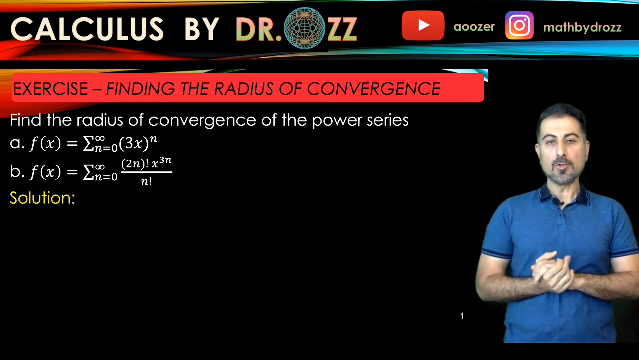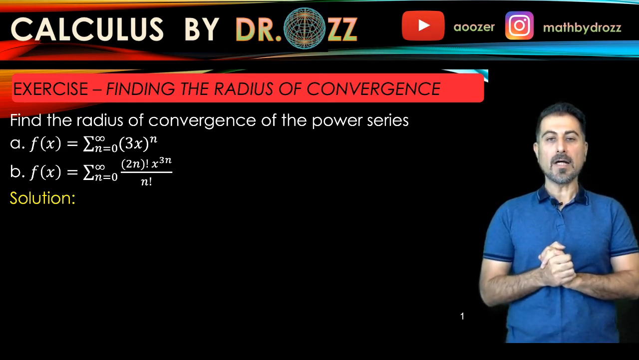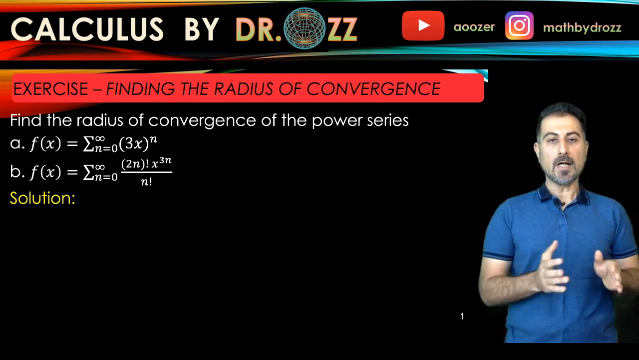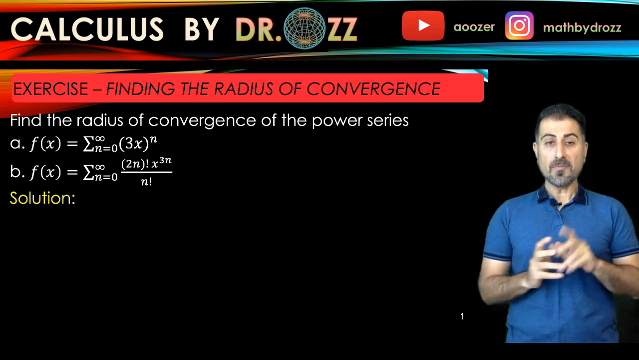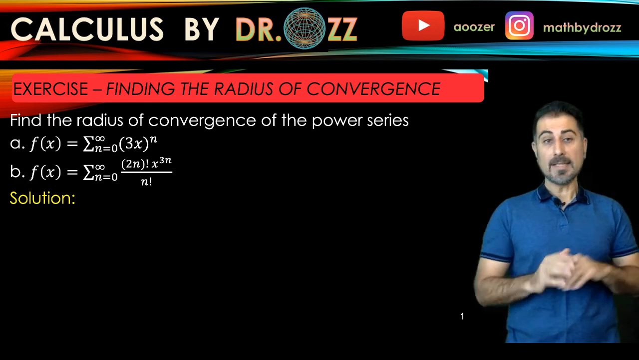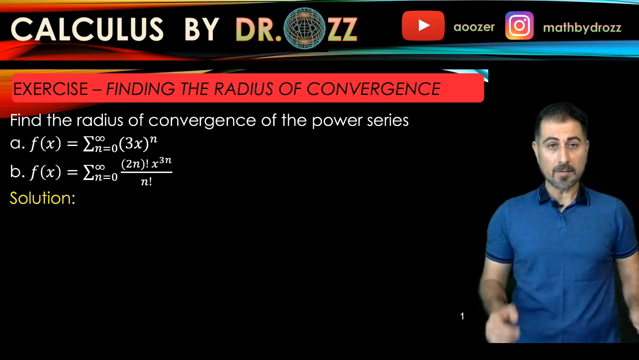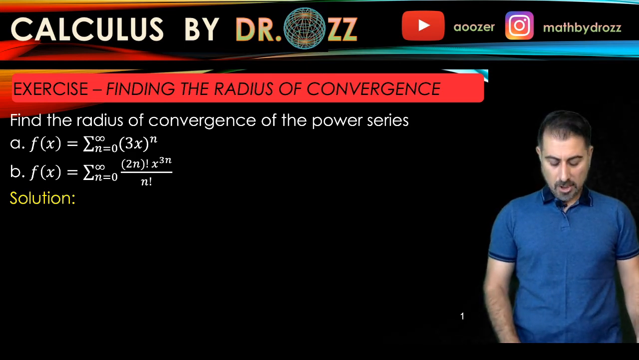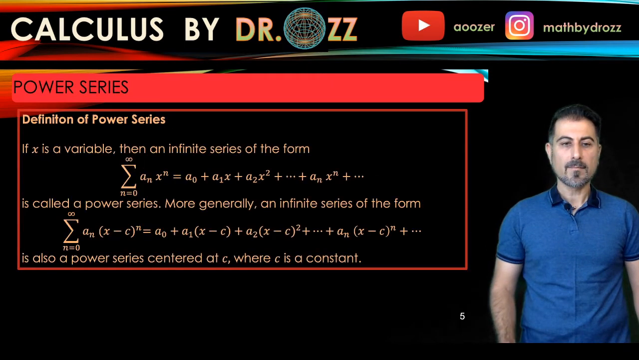Today we have two exercises to go through. We are given two power series and we're going to find the radius of convergence for each case. But before we get started, I want to have a quick run through of the definition of the power series, and I'm going to explain that in detail within the video. So let's check what a power series is.